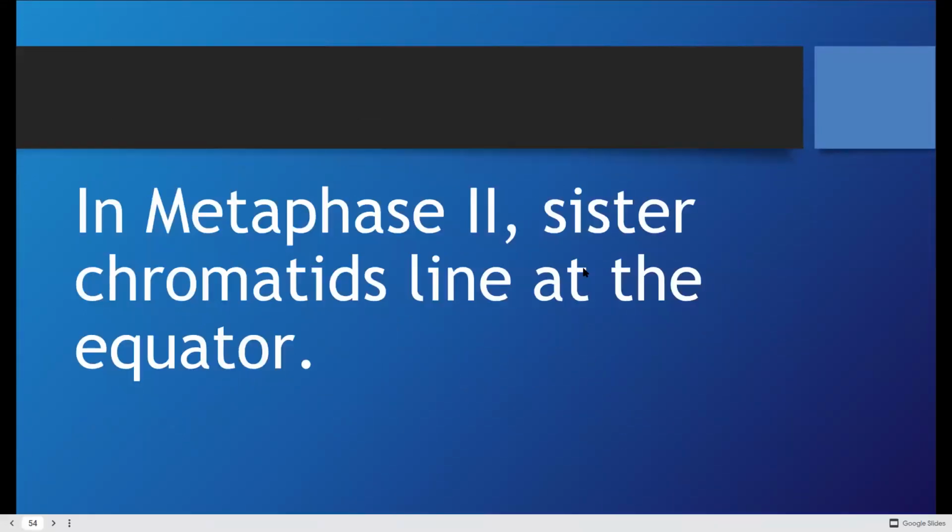In metaphase 2, sister chromatids line up at the center of the equator. Again, in every metaphase, there should be alignment in the equator, or else the cycle will not continue. It should be aligned at the center. This is to ensure that there is equal or unequal sharing of genetic characteristics.